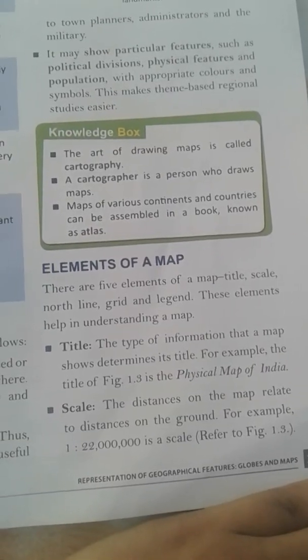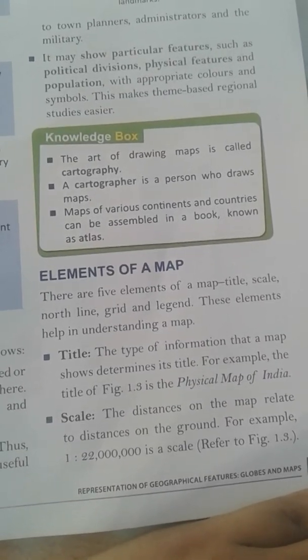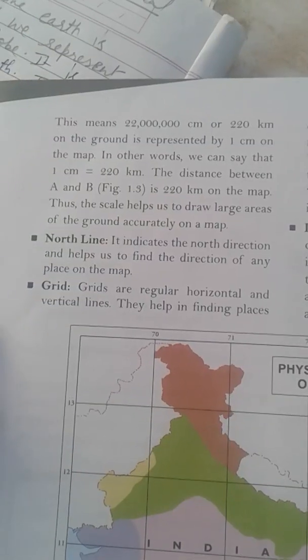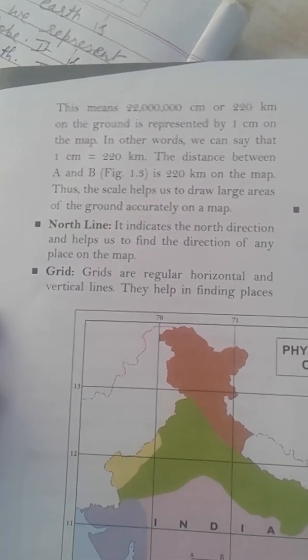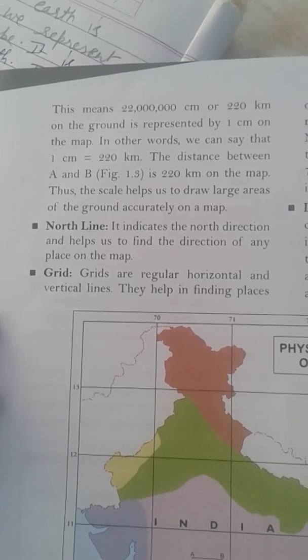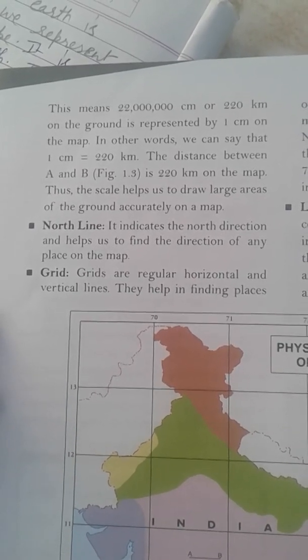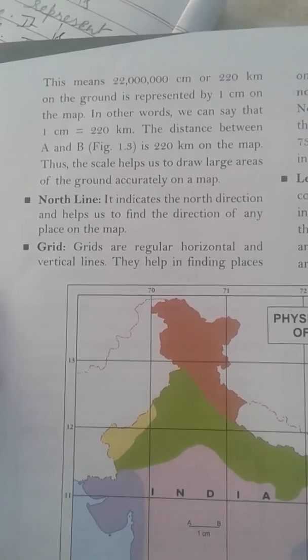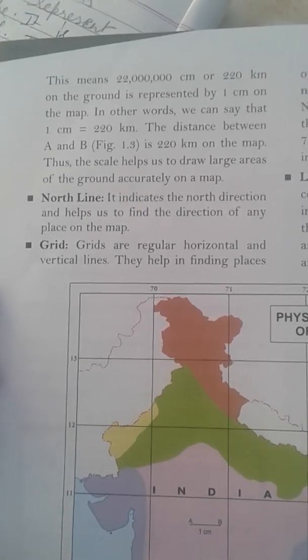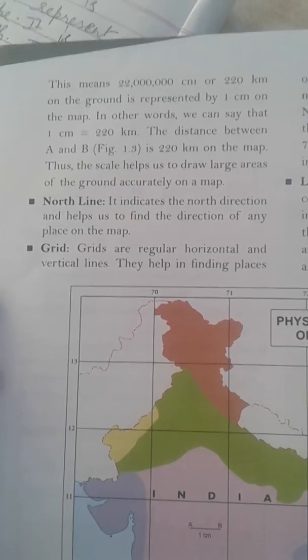It is how a distance on the map relates to the distance on the ground. We'll study it in detail later. North line. It indicates the north direction and helps us find the direction of any place on the map. What's a grid? A grid is a set of regular horizontal and vertical lines.